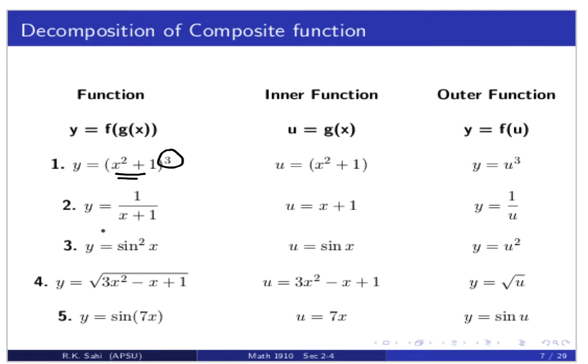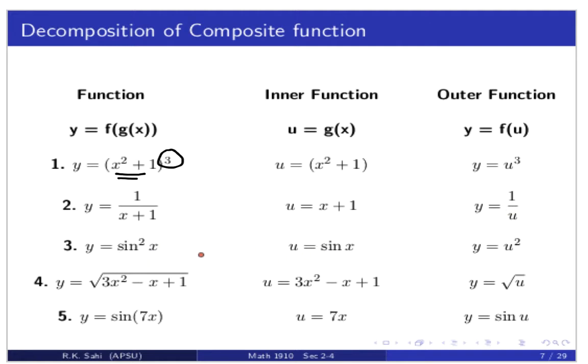Let's look at another example. y equals 1 over x plus 1. Notice this is a rational function where the inner function is x plus 1, which is a linear function, whereas the outer function is 1 over u. That's your rational function.